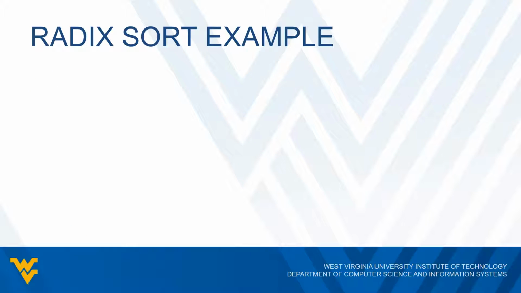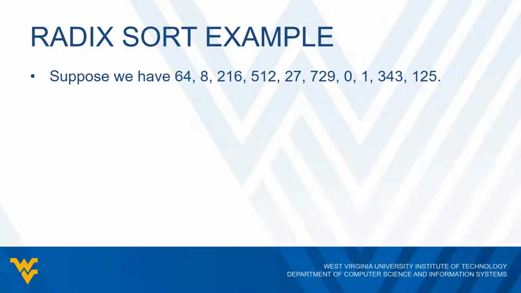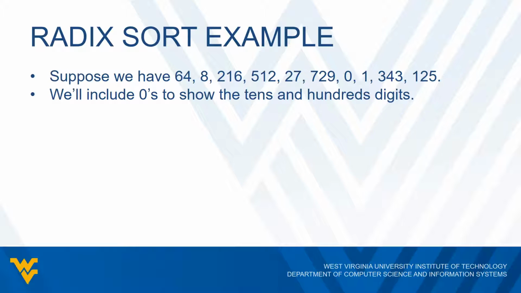Let's show an example of radix sort. So let's say we have the following list: 64, 8, 216, 512, 27, 729, 0, 1, 343, and 125. For our purposes, we'll include leading zeros just to show the tens and hundreds digit.